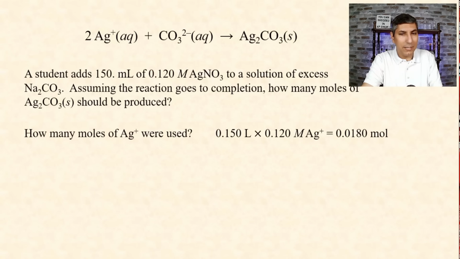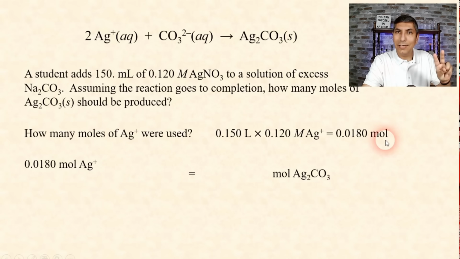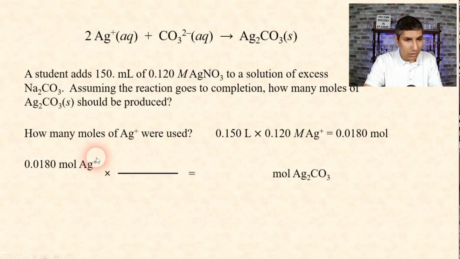So now I'm going to take that value and determine how many moles of silver carbonate should be produced, because that's what the question is asking. So, in my 3-step process, I've just converted to moles. That's what I just did right there. So I can jump right into step 2, which is the mole ratio. Silver goes on the bottom, silver carbonate goes on the top, since that's what I'm converting to.